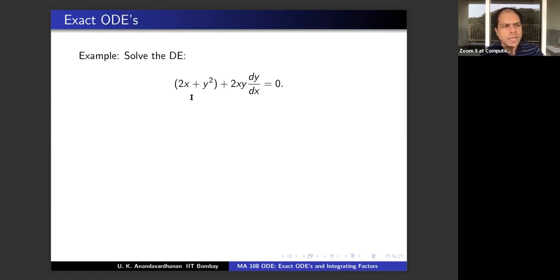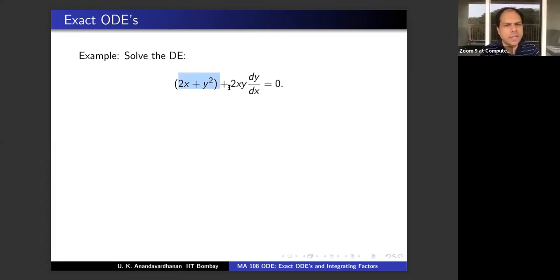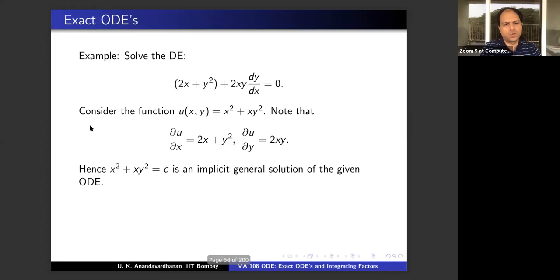If x square plus xy square is a constant, if you take the derivative with respect to x, x square will give you 2x, xy square will give you y square, that is the first part. And if you take the derivative with respect to y, x square will give you 0 and xy square will give you 2xy. So you are right. This you can do by inspection. Consider the function x square plus xy square. Note that del u by del x is this, del u by del y is this. So that is the solution.